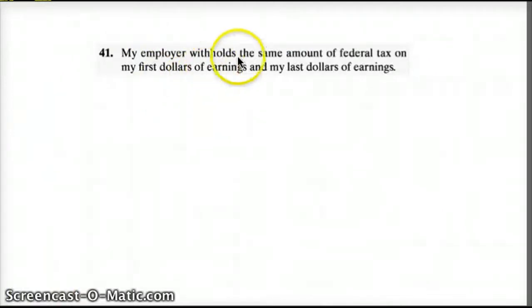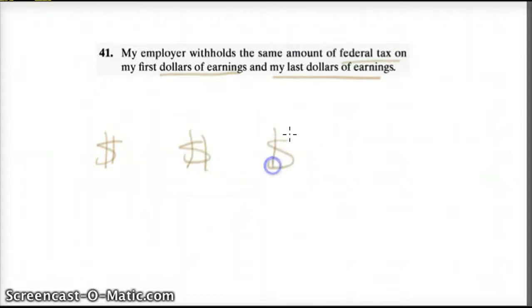Here's 41. My employer withholds the same amount of federal tax dollars on my first dollars of earnings and my last dollars of earnings. Federal tax is just a certain percentage of your income. It doesn't matter if it's your first dollars or your last dollars. You're just going to get that percentage off of what you're making. Hopefully that makes sense. That could have been worded better.